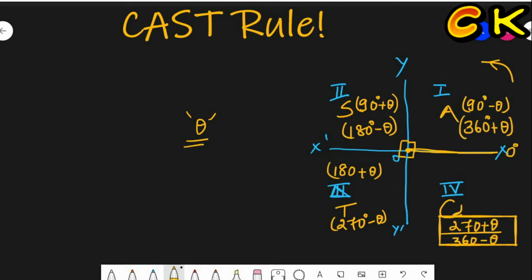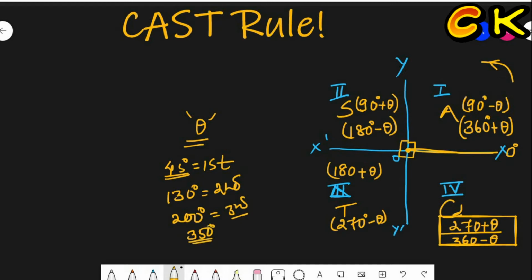Let me give you examples. 45 degrees lies in which quadrant? Since it is 90 degrees minus theta, meaning less than 90 degrees, it lies in the first quadrant. Can you say in which quadrant 130 degrees lies? Of course, it lies in the second quadrant. 200 degrees, since it is just more than 180 degrees, lies in the third quadrant. 350 degrees is just less than 360 degrees, so it is 360 degrees minus theta, which lies in the fourth quadrant.